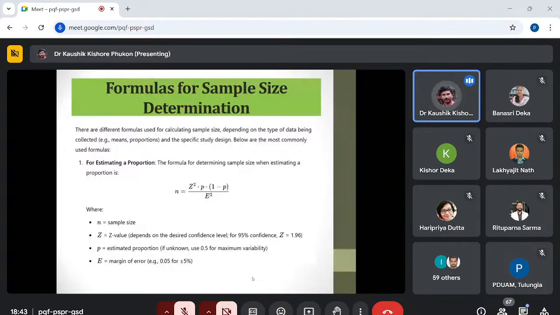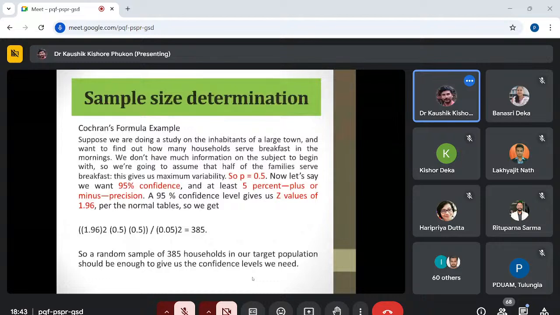Okay, so this is a very popular formula, and you can see in the formula there is no impact of the population size, because population size is not there in the formula. There is no population size. So the formula is independent of population size. So, Cochran's formula, one example is here.